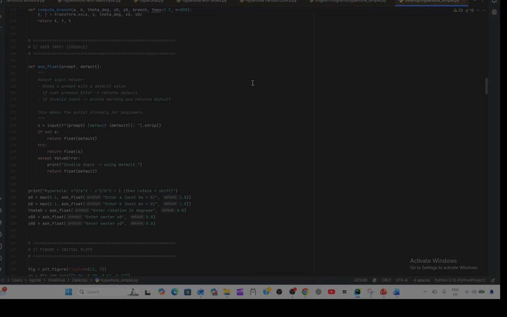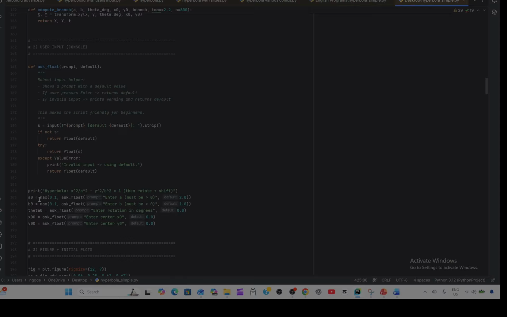Next one, we ask for input, right? See this float input, a float means the number, a real number, right? Show a prompt with default value. If you press enter, we return the default. If invalid, we print a warning or return the default. We're using a default number here in case somebody puts in an error input, right? Instead of crashing the program, the program will now run on the default numbers in here. We design the default in here. That's got all the default numbers here.